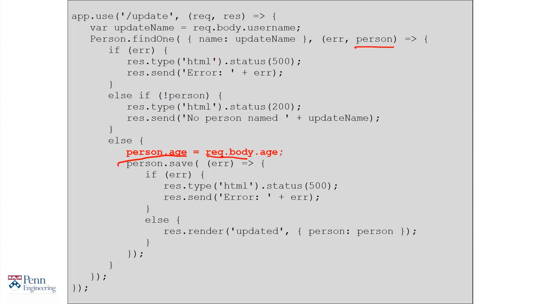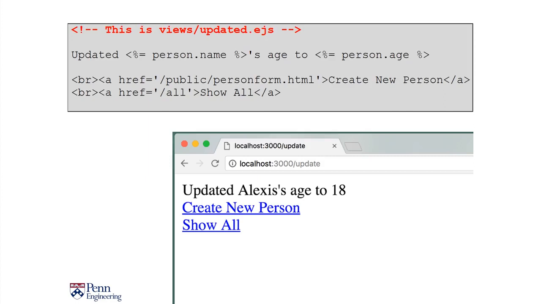So now we've updated the object. Now let's write it to the database using person.save. You may recall from the last lesson that save allows us to write to the database. Well, because this object already came out of the database, calling save on it will just update it. If any error occurs in updating it, we'll send back an error message. Otherwise, we'll render the updated.ejs page, passing it the updated person as the argument. Finally, we see views/updated.ejs, and we'll just use the EJS syntax to print out the person's name and their updated age.